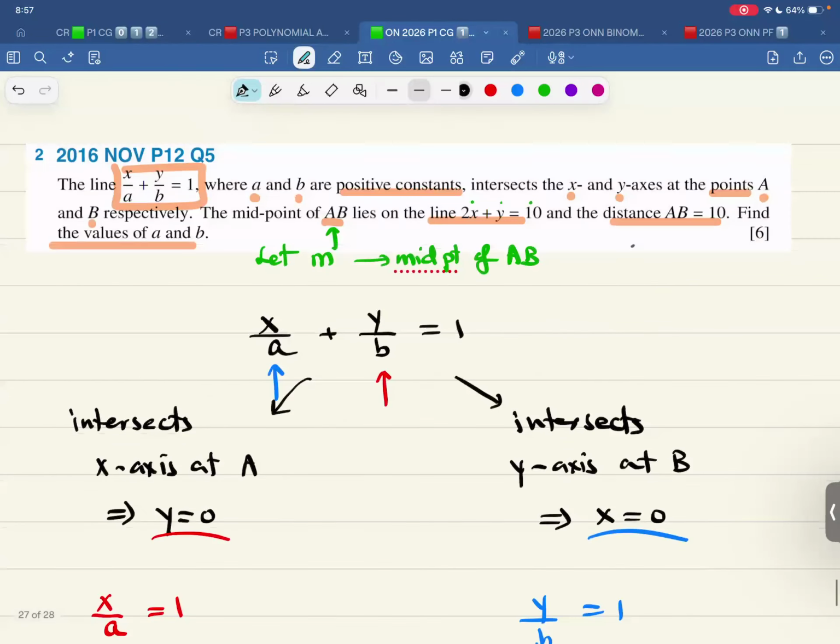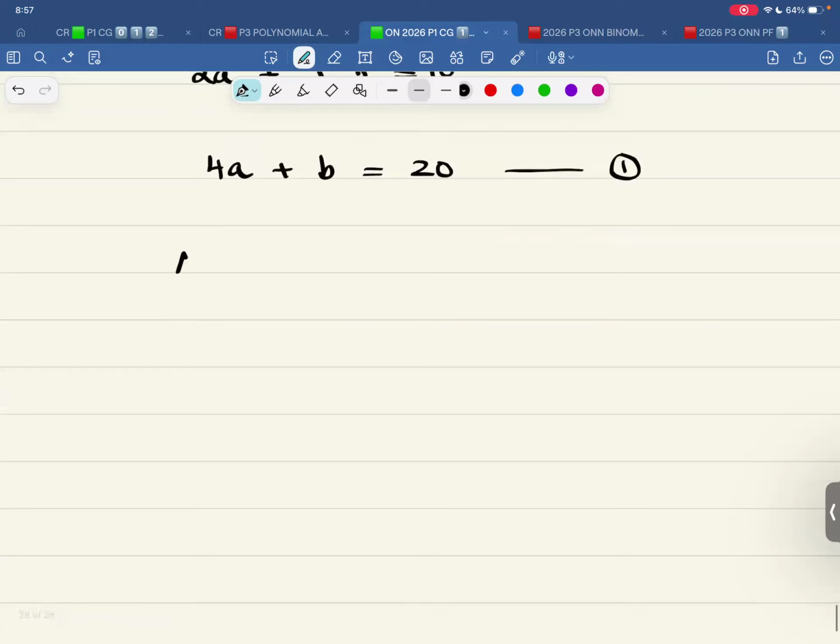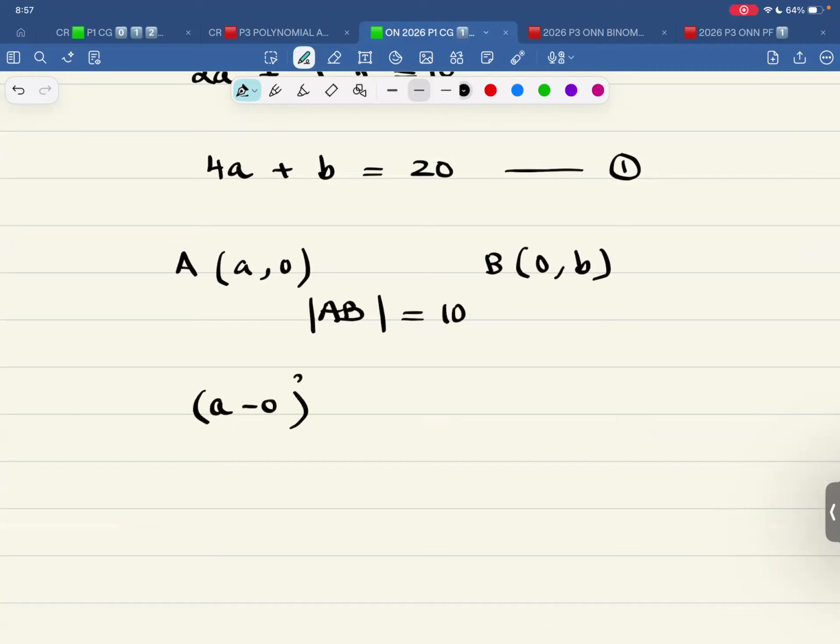The second part: the distance AB is 10 units. So A is (a, 0), B is (0, b). The magnitude of this line is 10 units. That is what we mean by the length. So use the distance formula: (a minus 0) whole square plus (0 minus b) whole square, that square root is equal to 10.